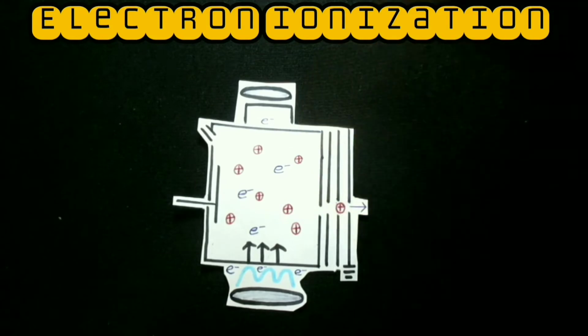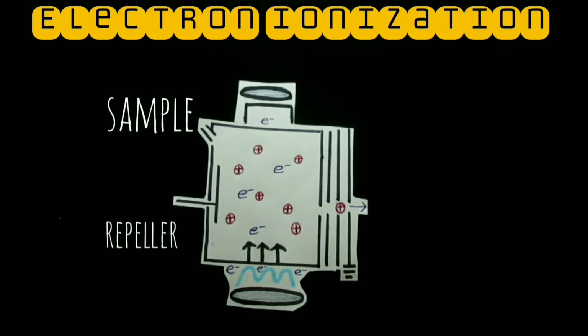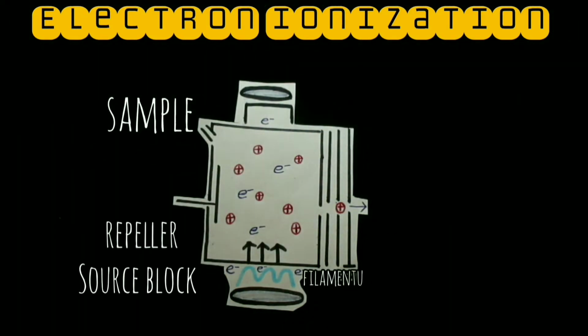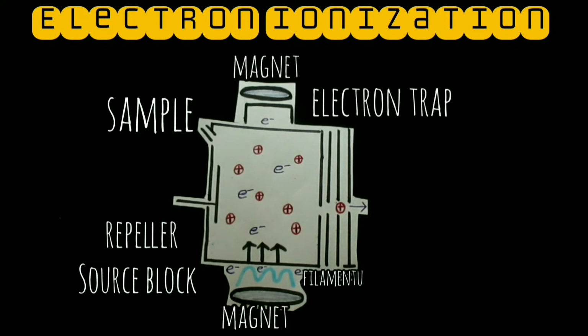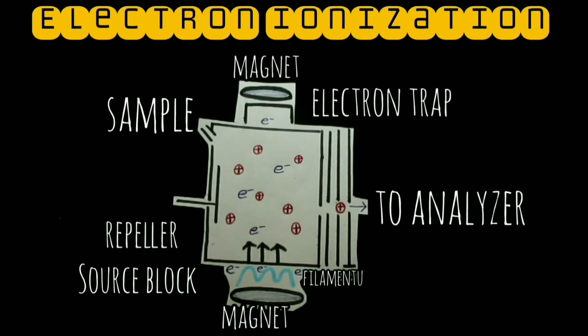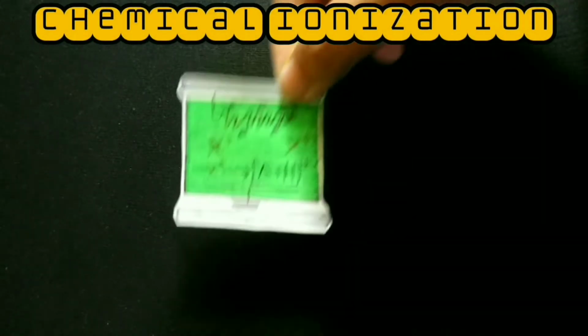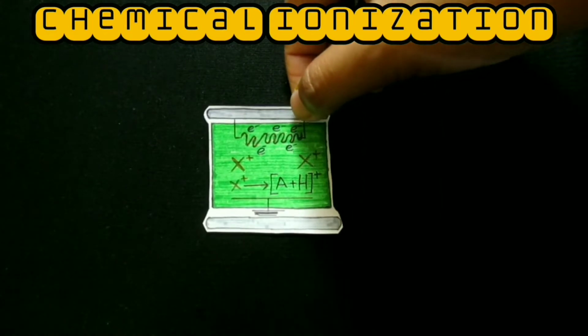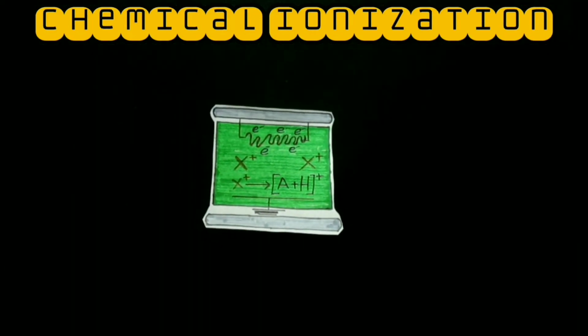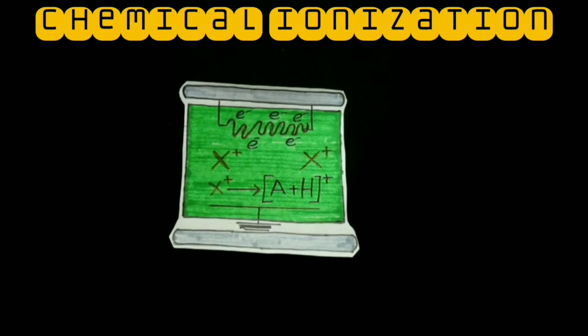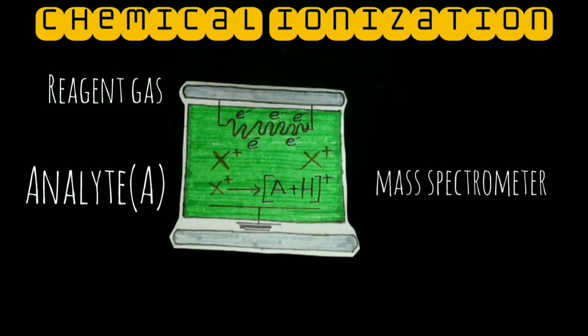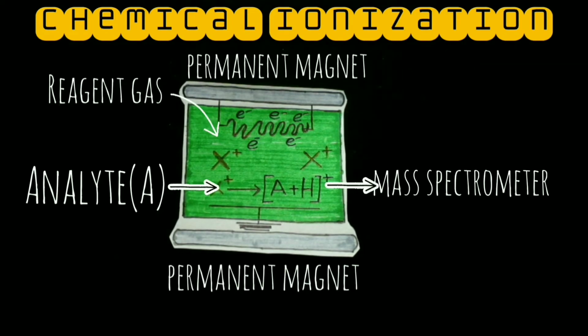A beam of high energy electrons strikes the molecules. The electron-molecule collision strikes an electron from the molecule, which creates a cation. Then chemical ionization. The sample molecules are combined with an ionized reagent gas. When the sample molecules collide with the ionized reagent gas, some of the sample molecules are ionized by various mechanisms like proton transfer, electron transfer, and adduct formation.